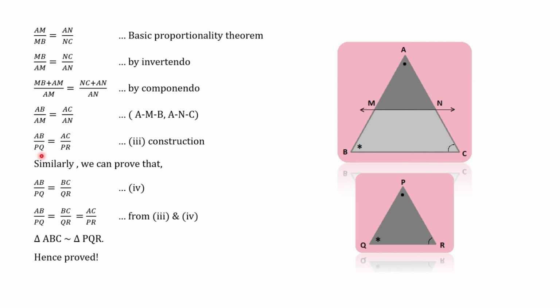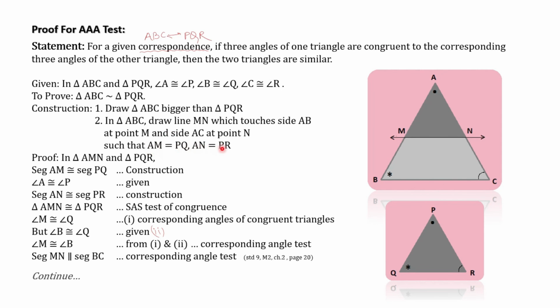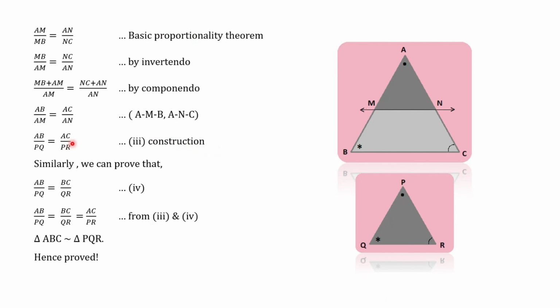Therefore, AB upon PQ is equal to AC upon PR, which is the third equation, and this is from the construction. See this, AB upon PQ is equal to AC upon PR. As AM is equal to PQ and AN is equal to PR, that we took in the construction, we can use PQ and PR instead of AM and AN. This is the third equation.